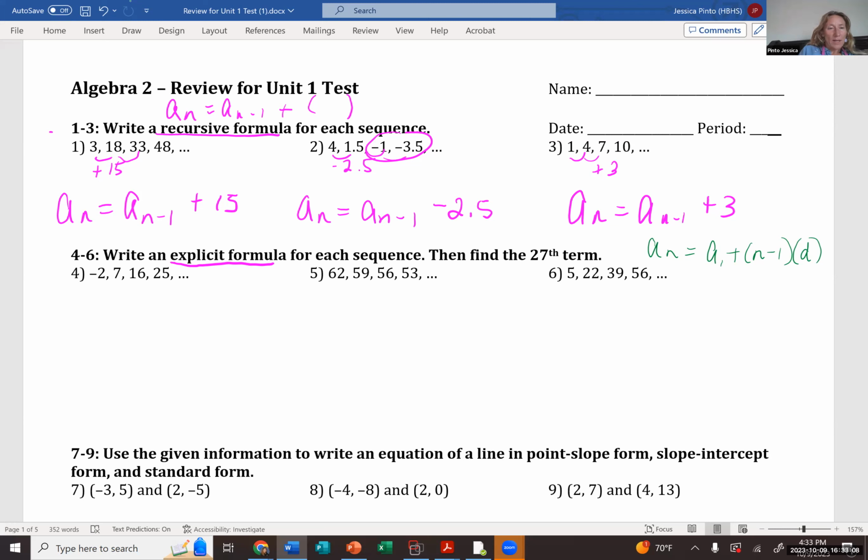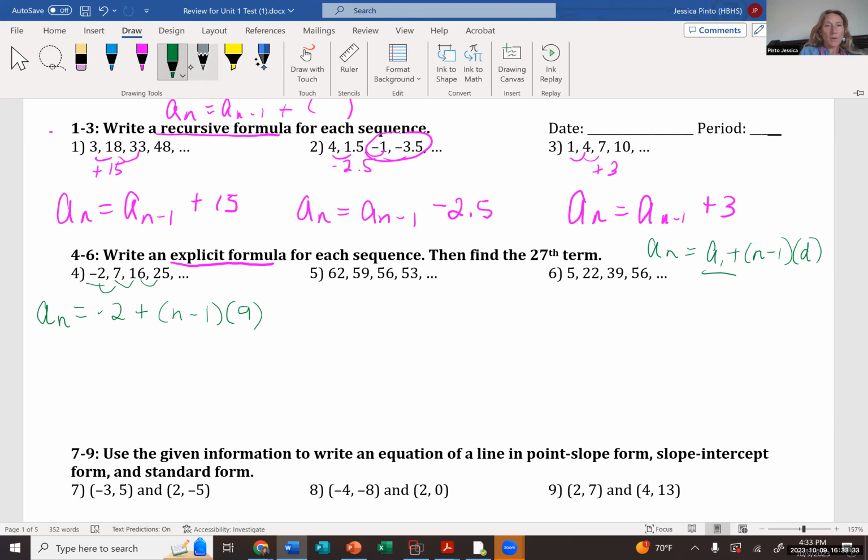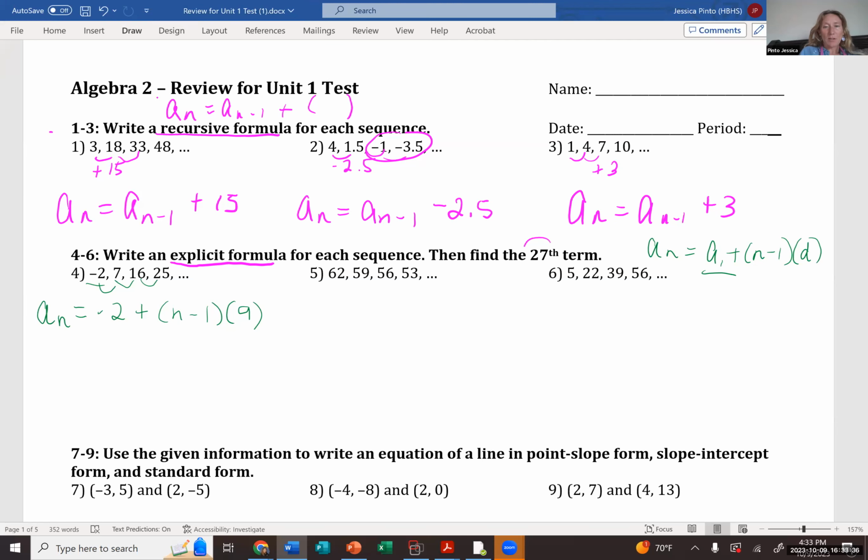So when I look at number 4, I can see that a_1 is equal to negative 2. So I can write that down. a_n is equal to negative 2 plus the quantity n minus 1. And then I'm just looking to see, all right, we're adding 9. So the d is 9. So this is the explicit formula. Then we want to find the 27th term. So that means I'm going to plug in n is equal to 27. So that's going to be negative 2 plus 27 minus 1 times 9.